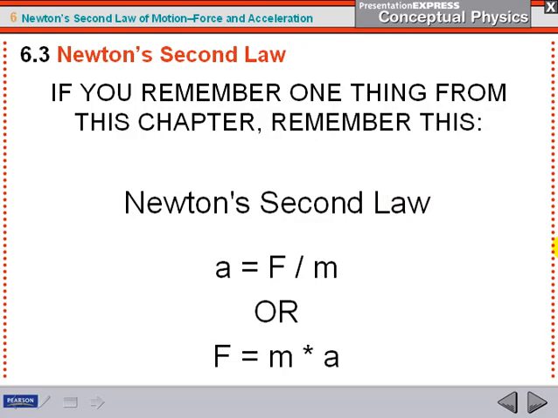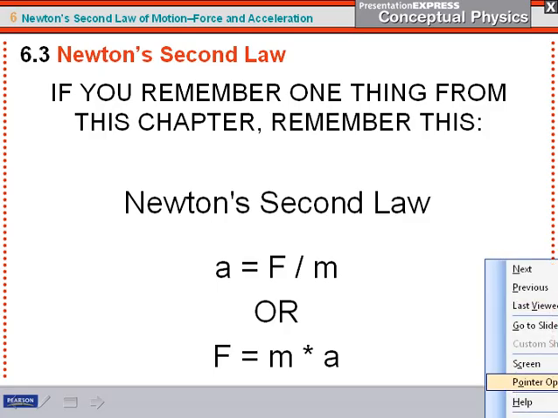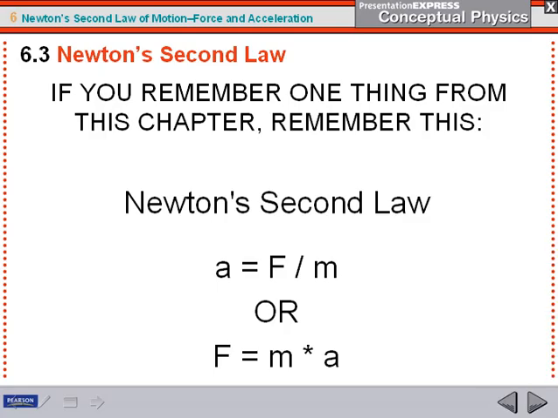So if you remember one thing from this chapter, remember this. Newton's second law, acceleration equals force divided by mass, or force equals mass times acceleration.